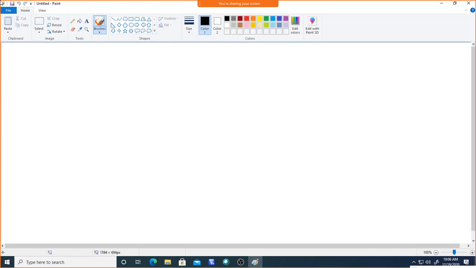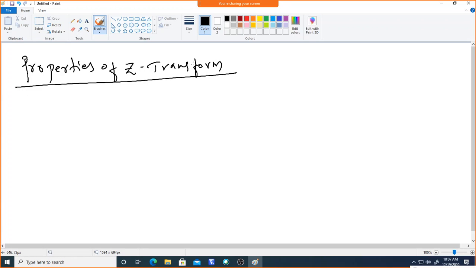Okay, so we were discussing the Z transform. So now today we will see the properties of Z transform. Okay, so what are all the properties of Z transform? Properties of Z transform. So what are all the properties there?